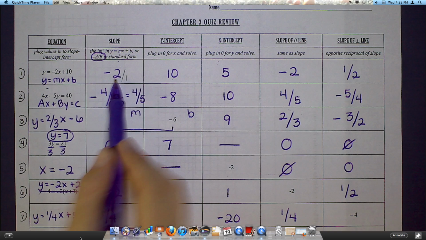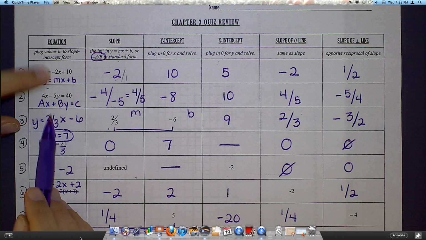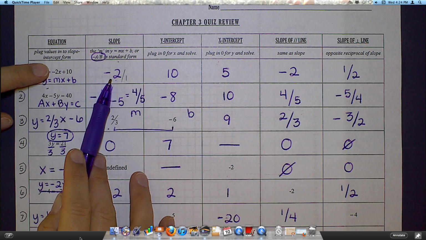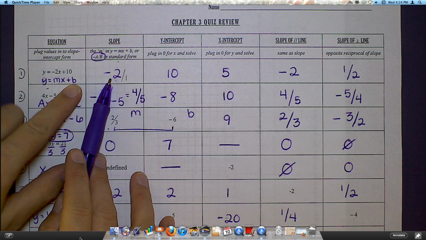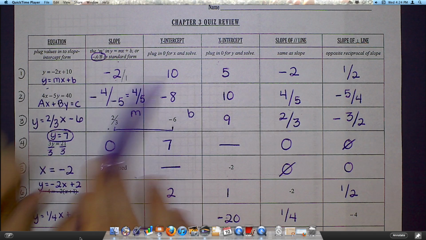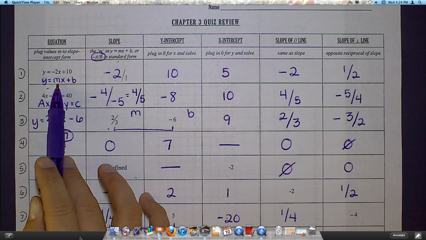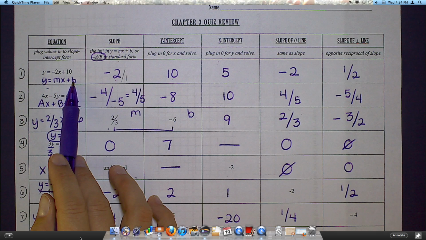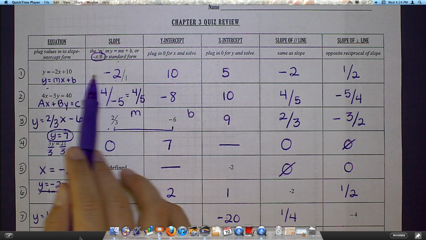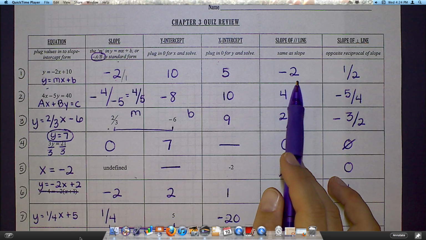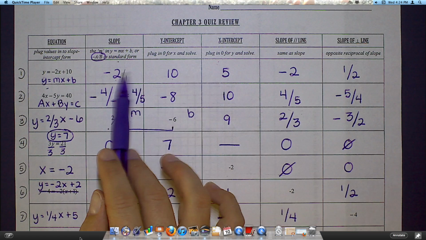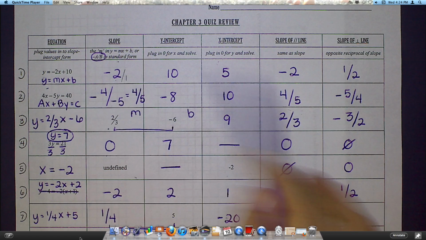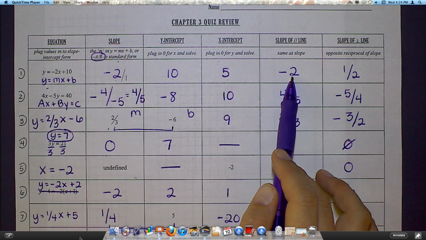So to get the slope, I just took the m value, which was -2. And then to get the y-intercept, I took the b value, which was 10. Because remember, that's what these letters stand for in slope-intercept form, the slope and the y-intercept. And then I was able to transfer that down here to the parallel line, because anytime you know the slope, you automatically know the parallel line is going to be exactly the same.